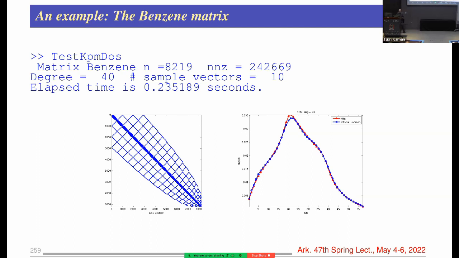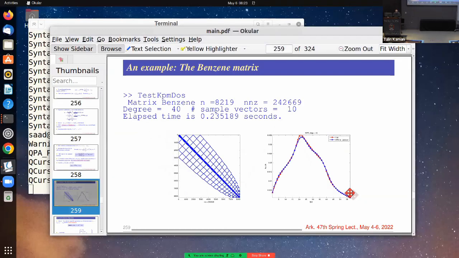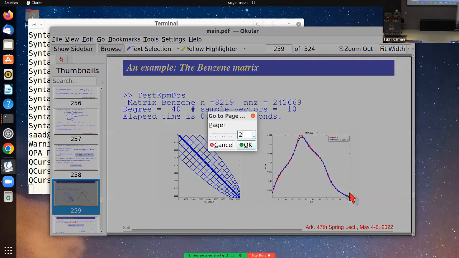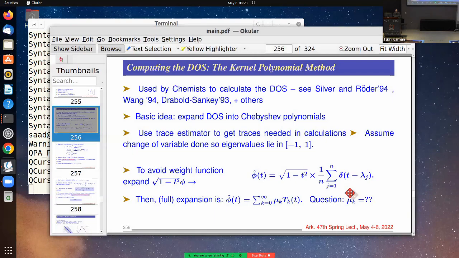So now, how do you do this? How do you use this? I think I'm going to go to 56. No, that's not what I want. I want to go to 266.